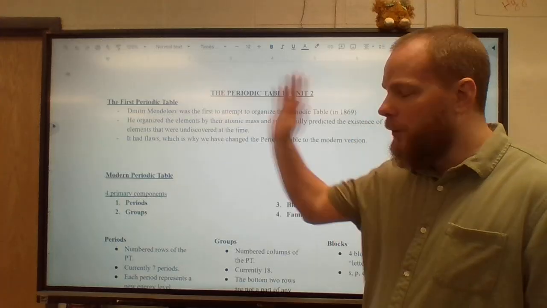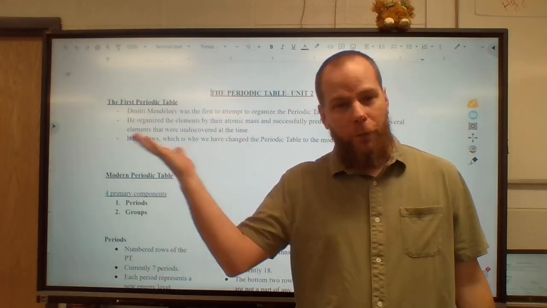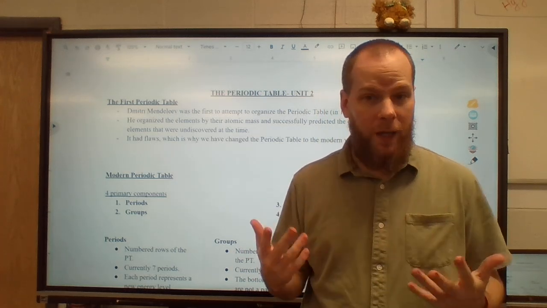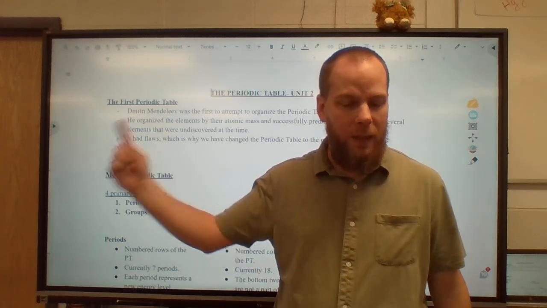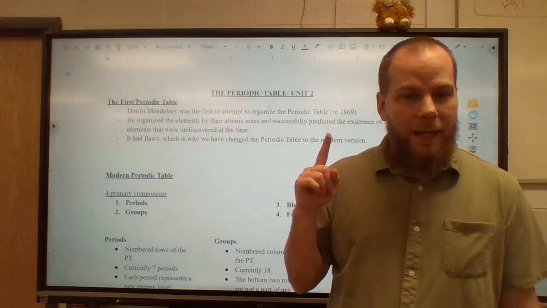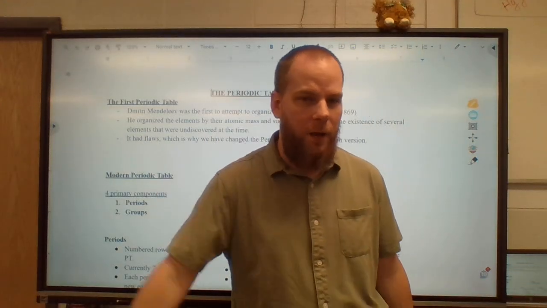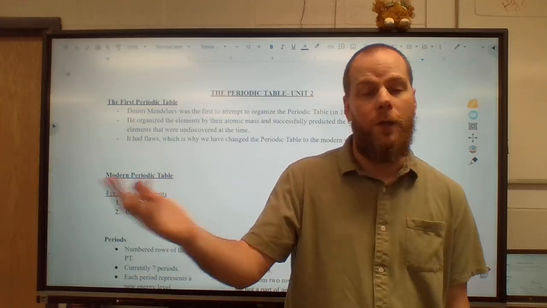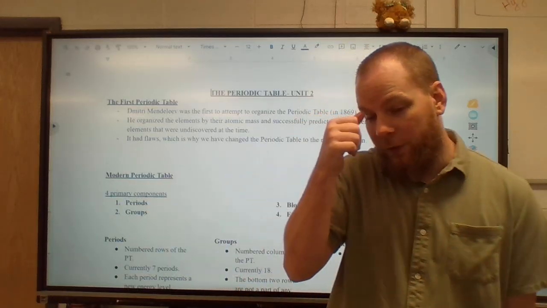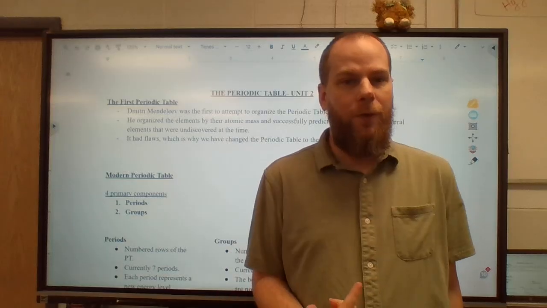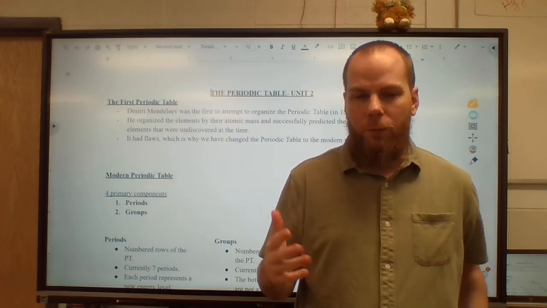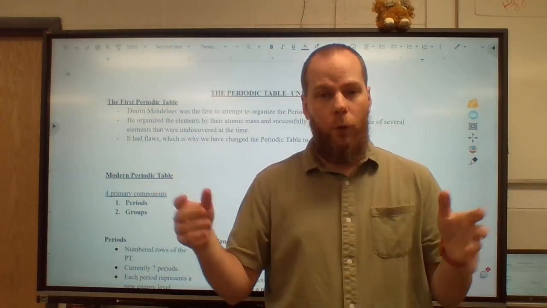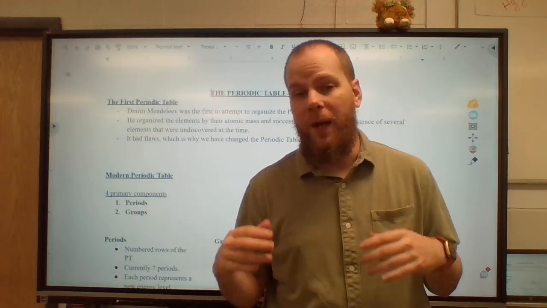So first off, we need to talk about the first periodic table, because the one we have today is not the original one that was designed by Dmitry Mendeleev. In 1869, Dmitry Mendeleev tried to organize the elements. He wasn't calling it a periodic table. He organized the elements based on a pattern that he had noticed. So what he did was he put them in order based on their atomic mass, or what we now call the average atomic mass or atomic weight.